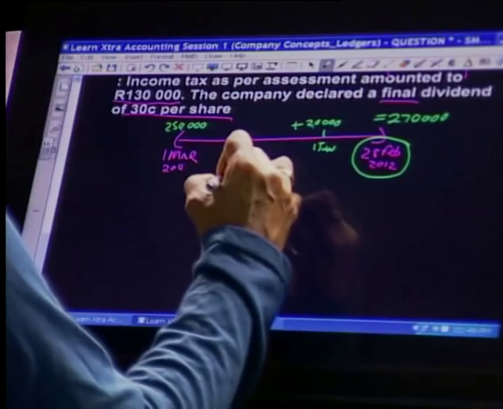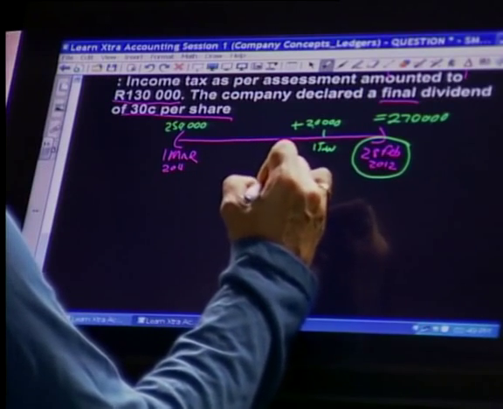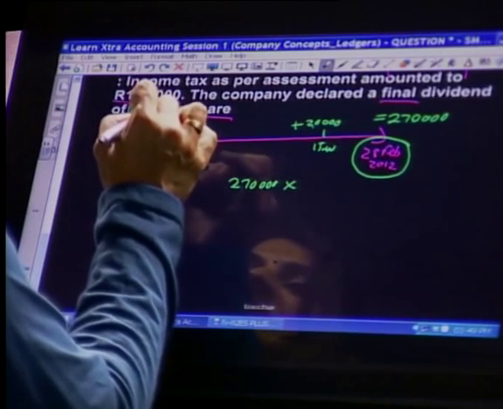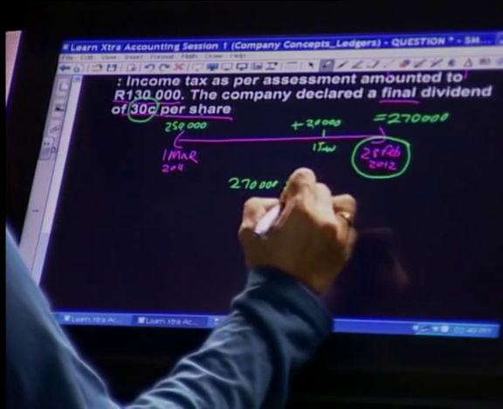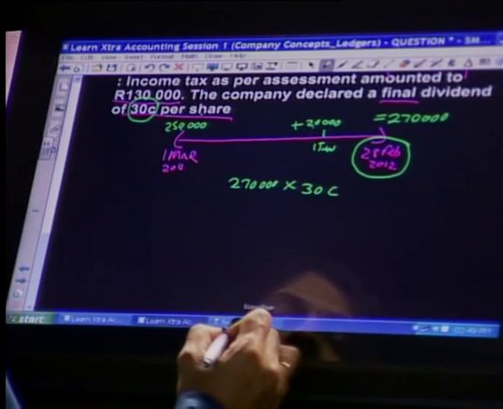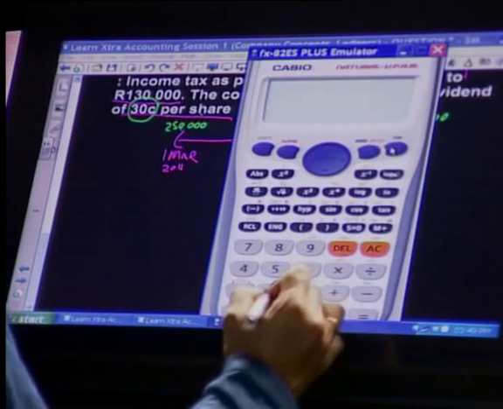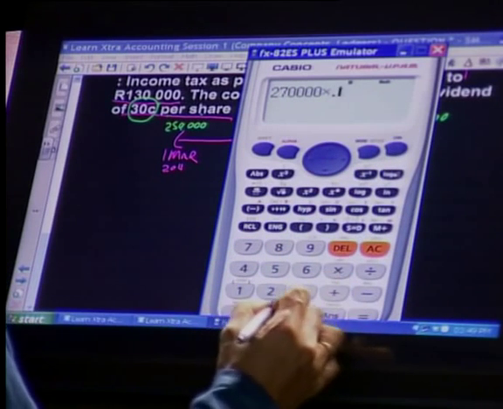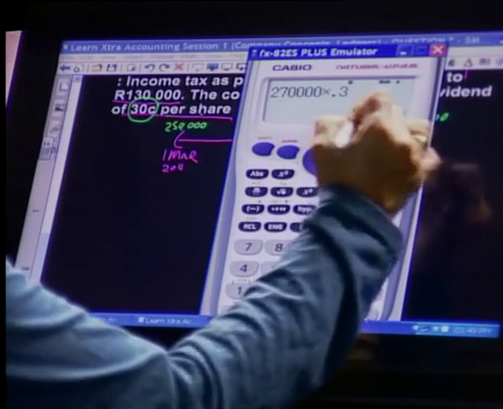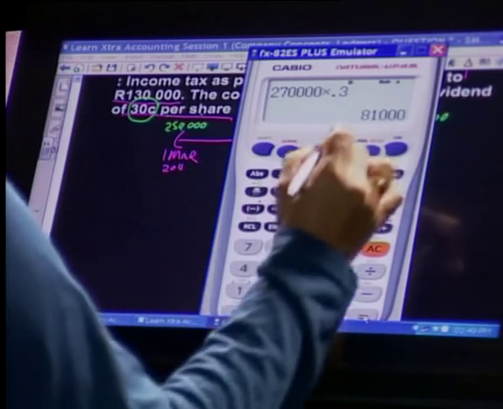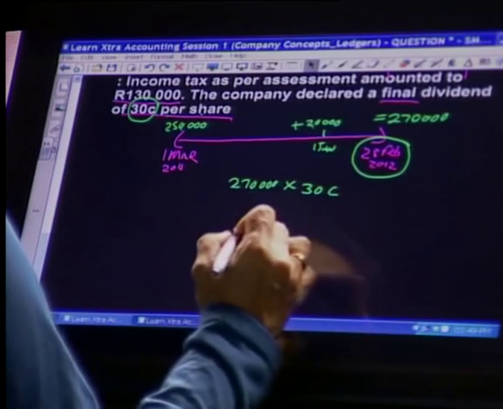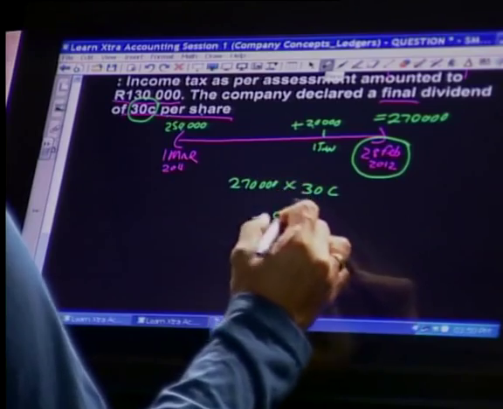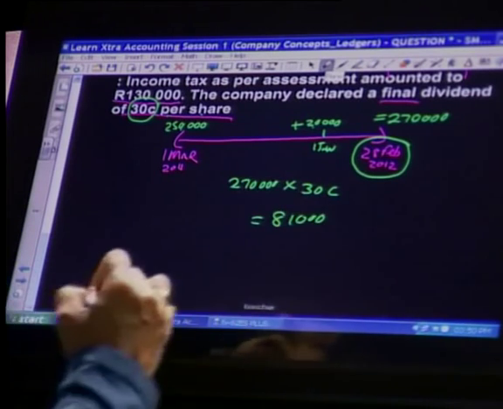So 270,000 shares times your final dividend was 30 cents per share. So times that by 30 cents. Let's take out our calculators. Okay, so we've got 270,000 shares. Each share receives 30 cents. So our final dividend is an amount of 81,000. Okay, so final dividend, 81,000. Okay, there we go.